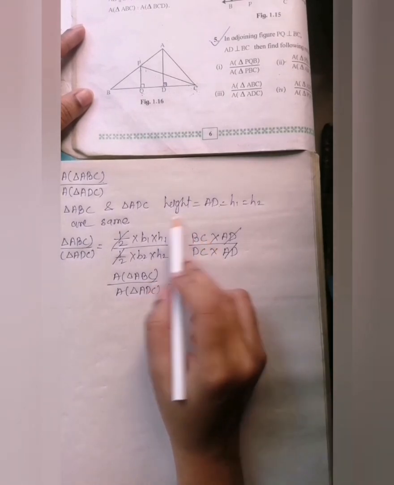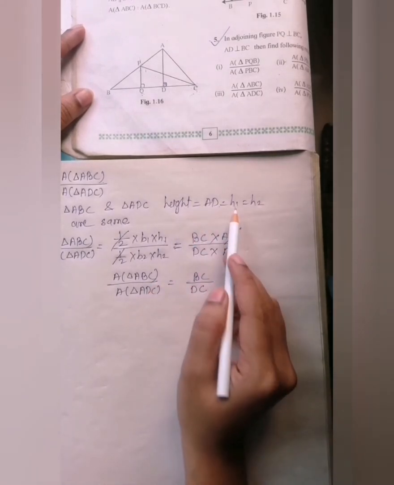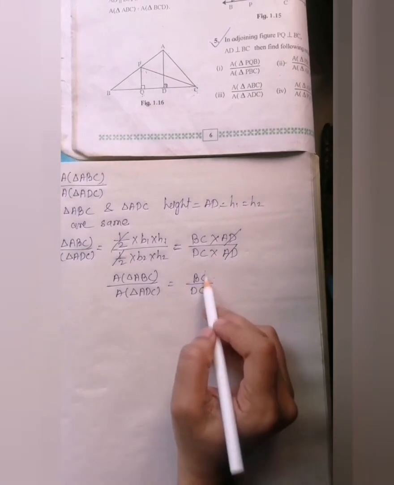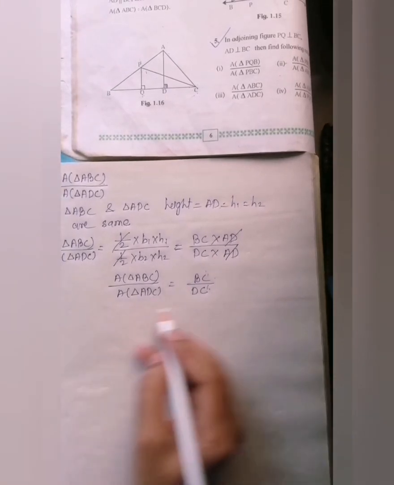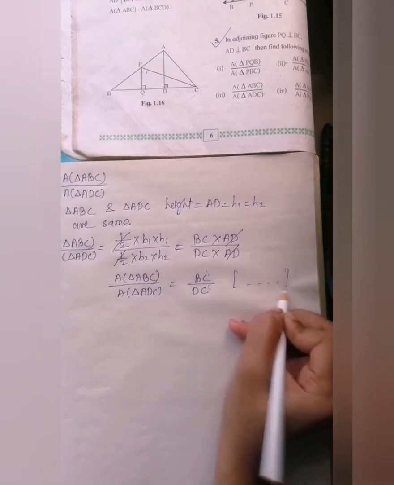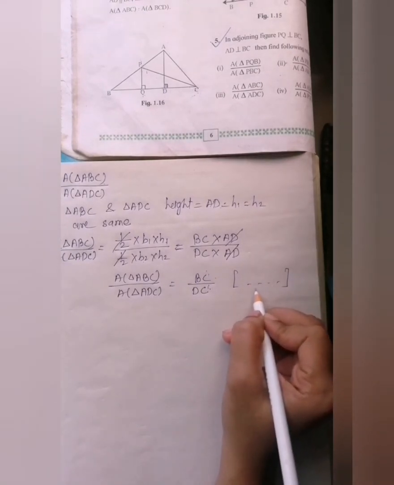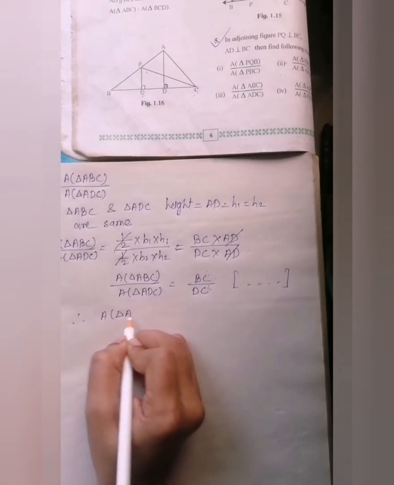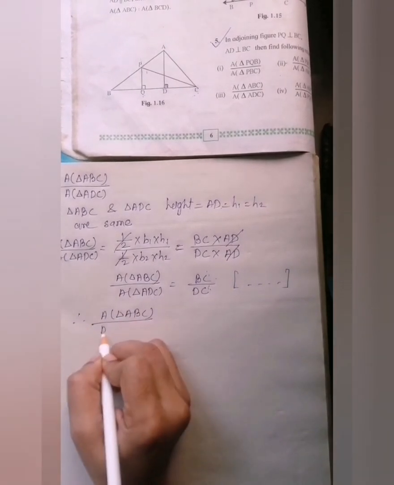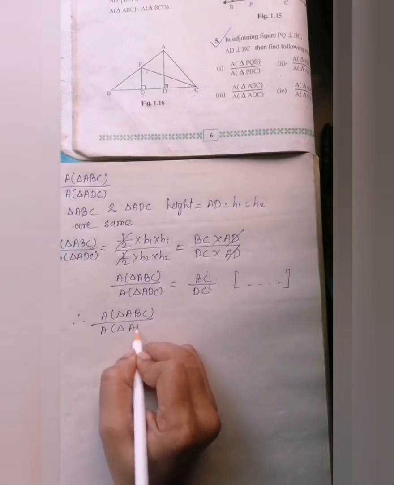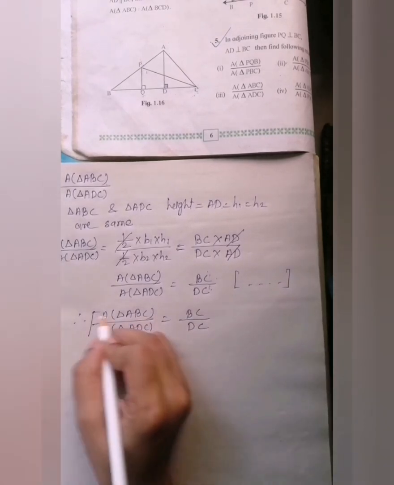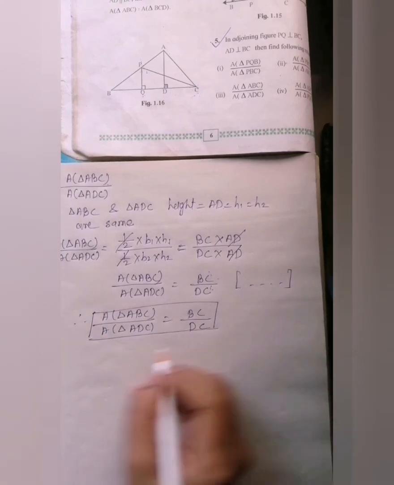So when the height is equal, the areas are proportional to their corresponding bases. Clear? Students, write down the reason here. Therefore we get the final answer: area of triangle ABC upon area of triangle ADC equals BC upon DC. This is the final answer of question number 3.